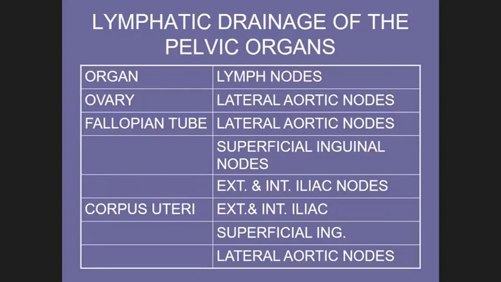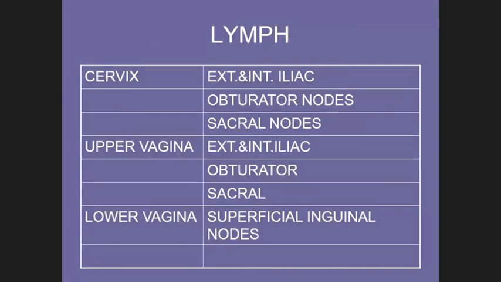Right, so lymphatic drainage of the pelvic organs: ovary to aortic nodes; fallopian tube again to the lateral aortic nodes because the ovary and fallopian tubes are near together. The upper part of the tube and the fundus of the uterus can go into superficial inguinal nodes, and the fallopian tube can also go into internal and external iliac nodes. The uterine body, external and internal iliac nodes, and the upper part of the uterus can go into superficial inguinal nodes and lateral aortic nodes. From the cervix, again external and internal iliac nodes, aortic nodes, sacral nodes, very important.